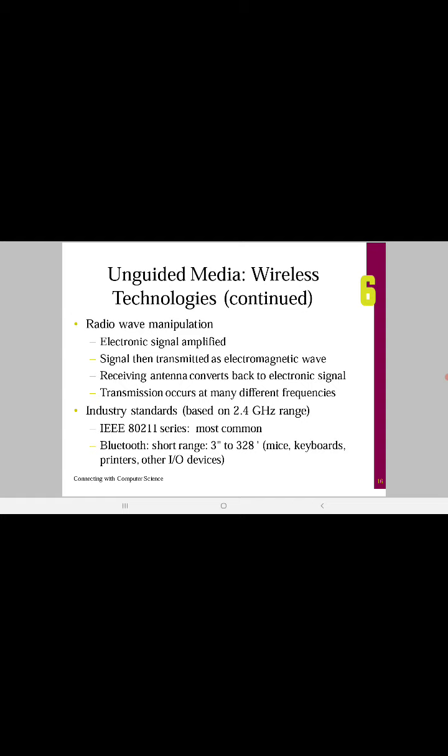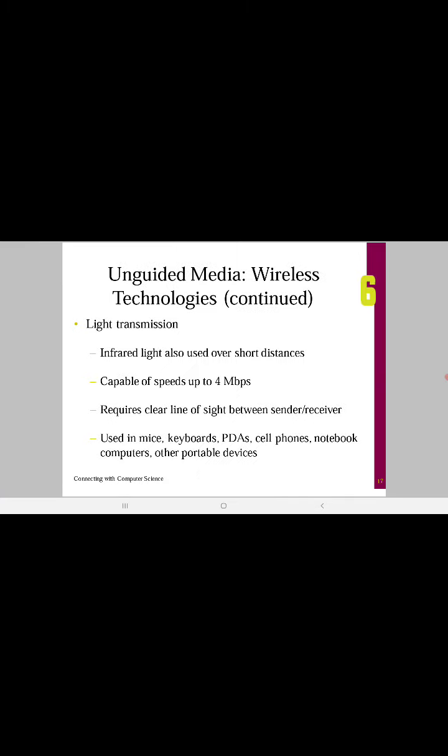Another concept in unguided media is radio wave manipulation: the electronic signal is amplified, then transmitted as an electromagnetic wave. The receiving antenna converts it back to an electronic signal. Transmission occurs at many different frequencies. Industry standards are based on the 2.4 GHz range. Different media are used, like Bluetooth, like that.